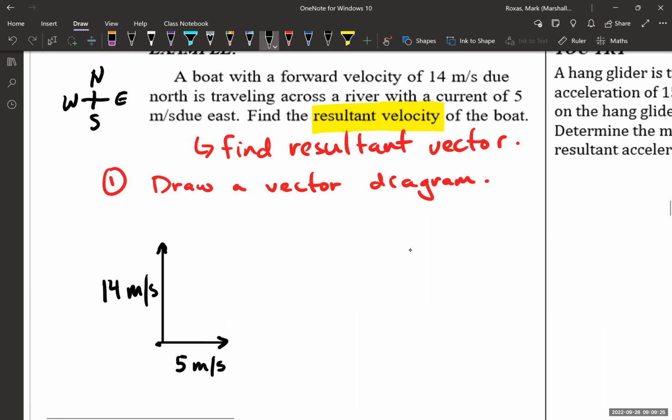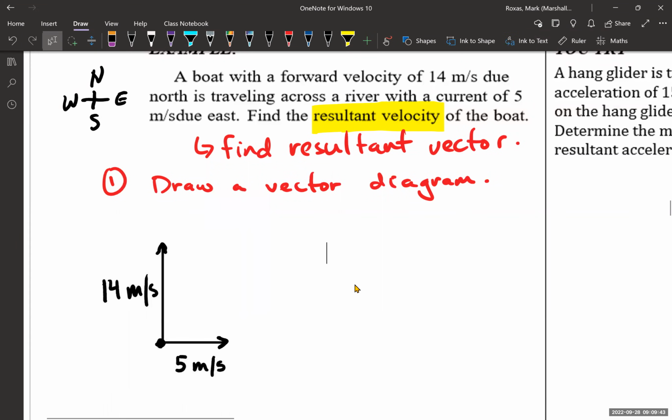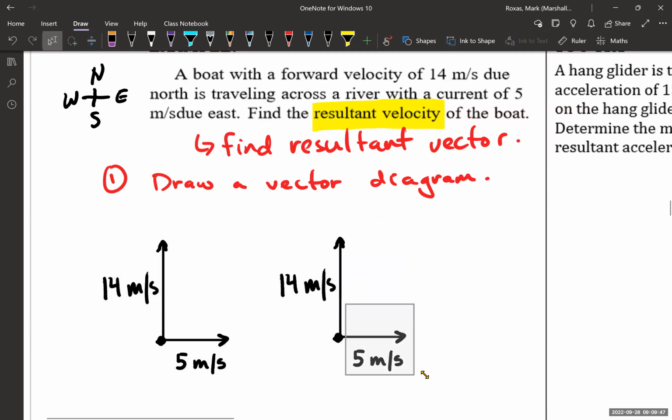I have a boat here going upwards, 14 meters per second, and the river is acting on the boat going east, 5 meters per second. But if I'm going to use the triangle law and create a proper vector diagram, I'm going to take these two vectors and connect them head to tail. So what I'm going to do is just recreate this diagram here on the side and move the 5 meters per second vector up here. So now I can connect them head to tail.